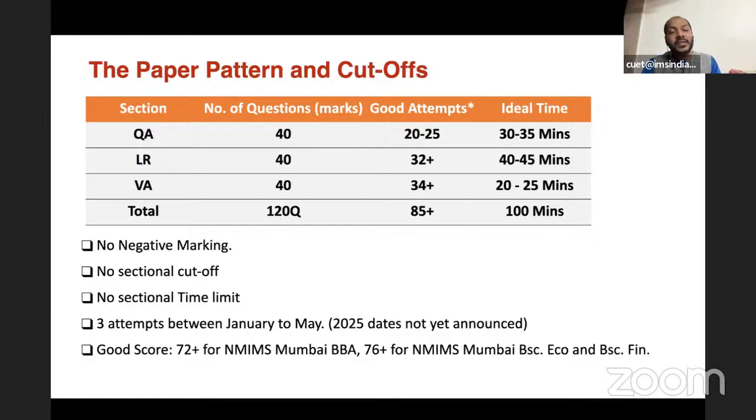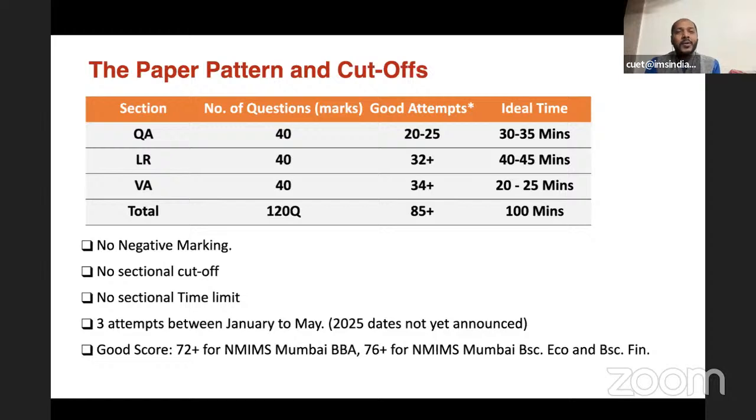And as I was saying, a good score is around 70, 75. Around 75 would be a very good score to get one of the top courses in NMIMS Mumbai. So NPAT is the entrance test for NMIMS, and for NPAT, you need to score around 75 to get a college or course of your choice in NMIMS Mumbai. And with around 80, 85 attempts and genuine accuracy, you can expect to clear the cutoffs.